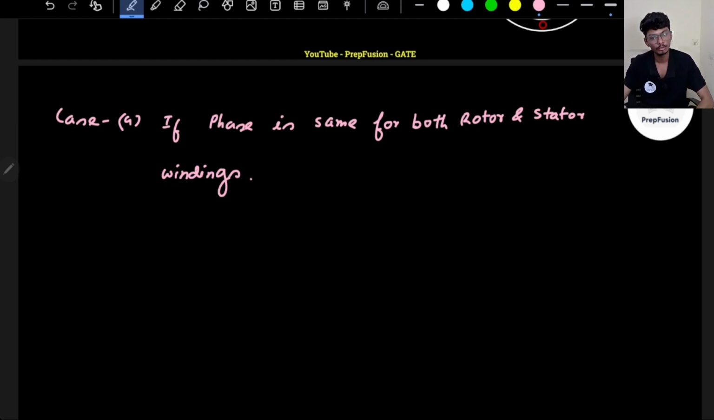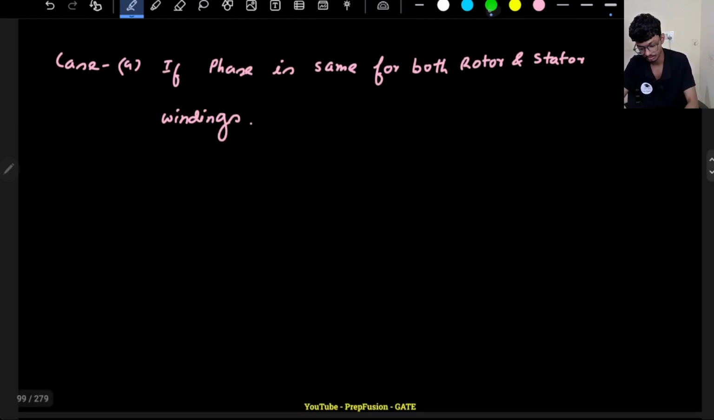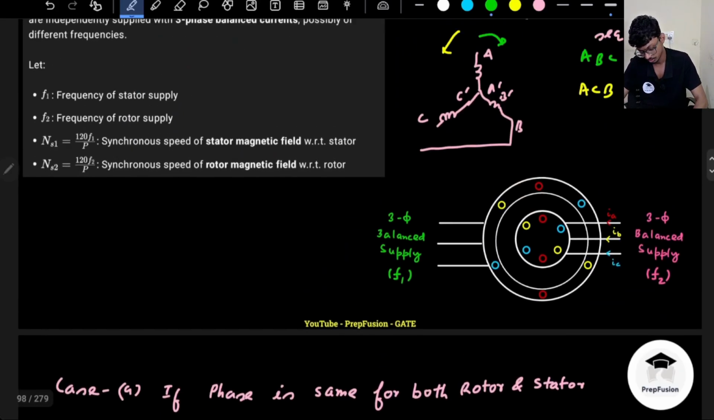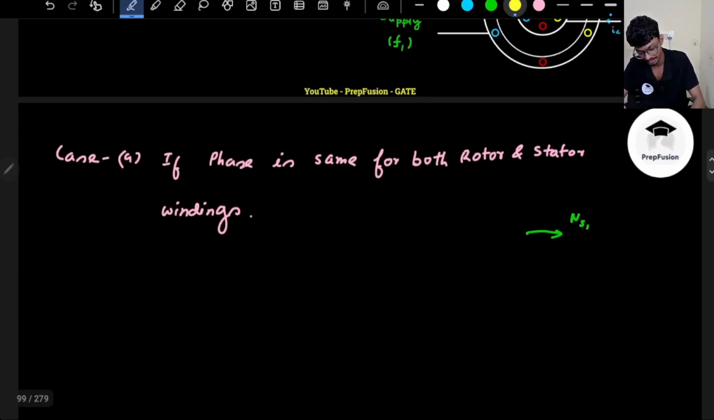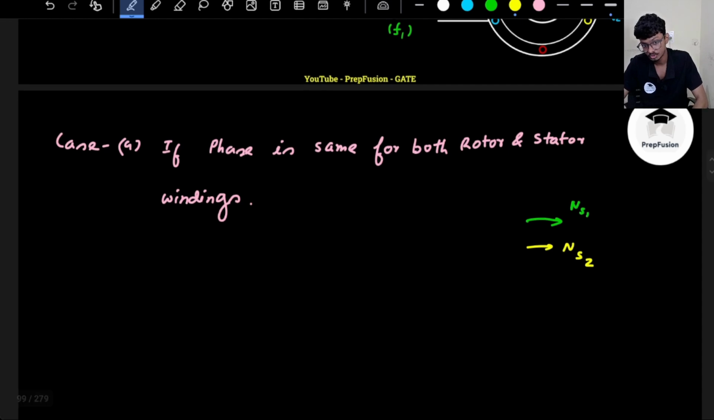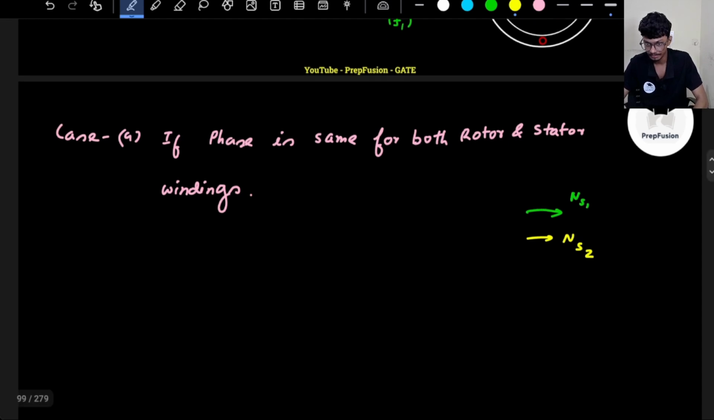Okay, if both phase sequences are the same, then one thing I know for sure is that the stator magnetic field will rotate in this direction. Let's assume the reference direction is clockwise. So the stator magnetic field will rotate with ns1 speed in the clockwise direction, and my rotor magnetic field will also rotate in the same direction, at ns2.